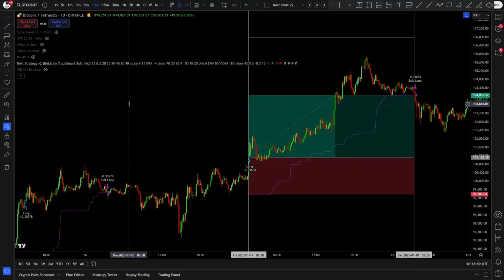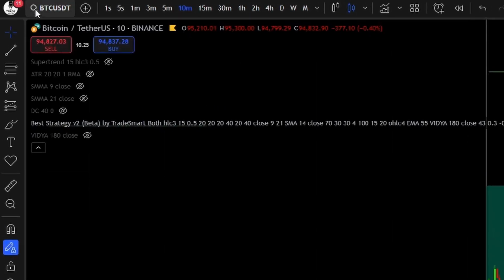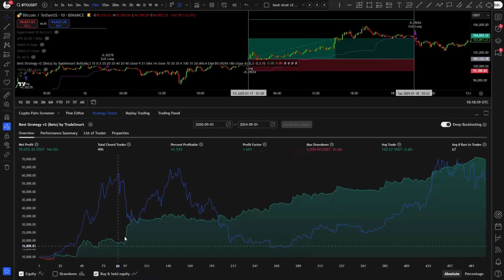Okay, so for the strategy optimization I am going to show you, first go over to Tradingview and set up the BTC/USDT 10-minute chart. A quick sneak peek, these are the results, but more about that later.